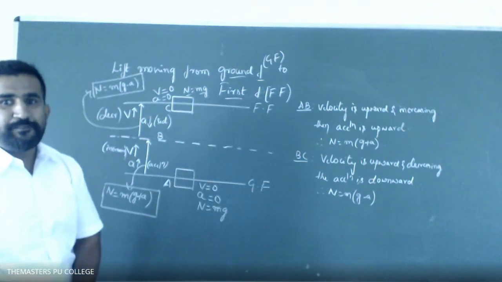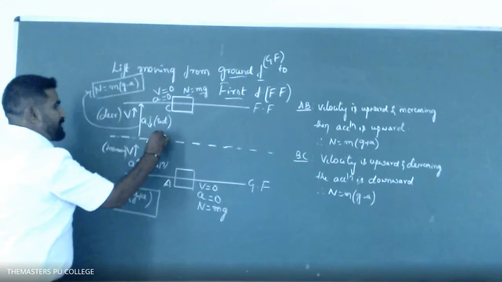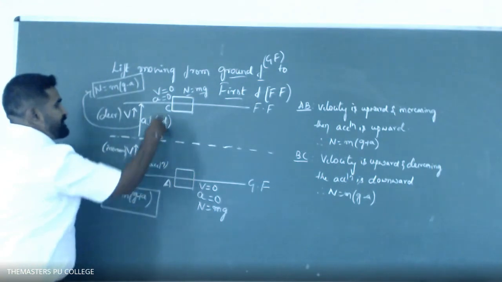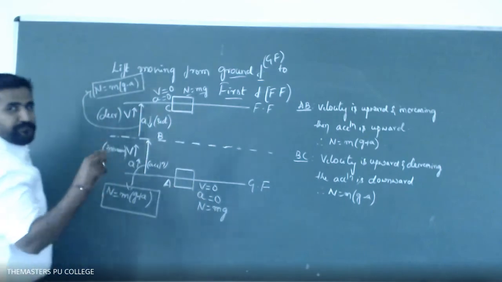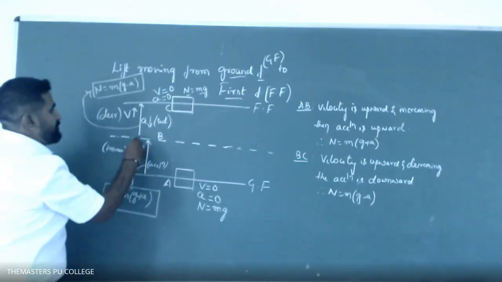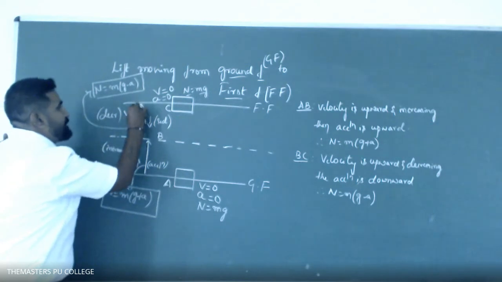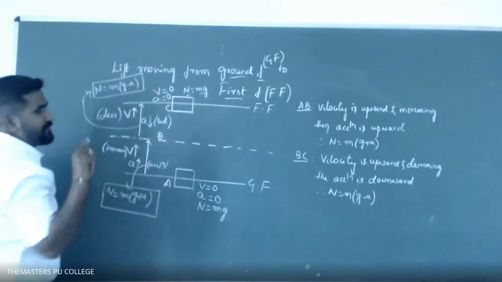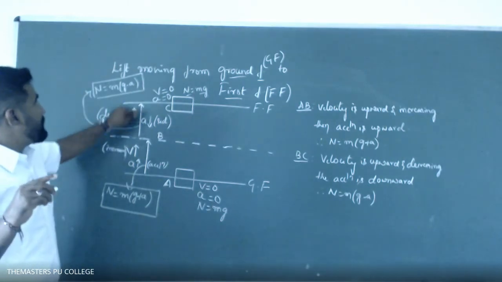Sir, explain from B to C once again. Very good part. B to C, observe. Fahad, speak with me. B to C. In which direction is the lift moving? Upward or downward? Upward. The lift is moving upward, which means velocity is upward, correct? Then whether the velocity decreases or increases from B to C.